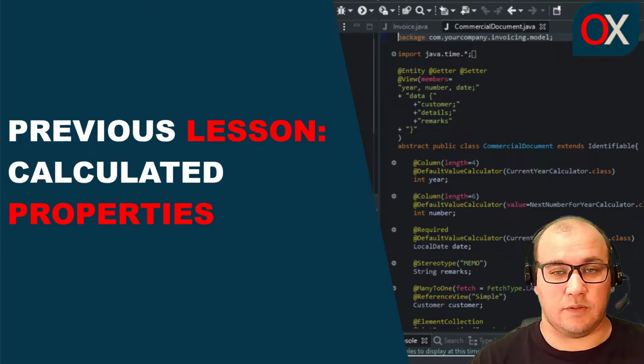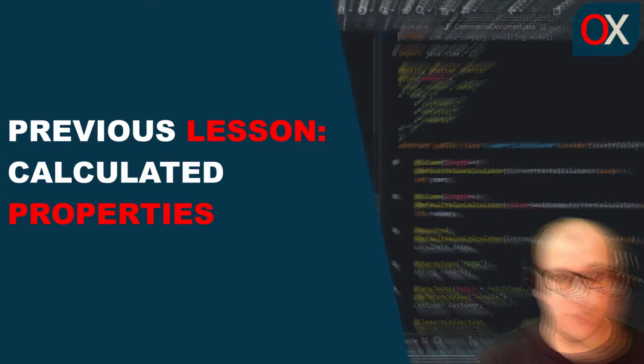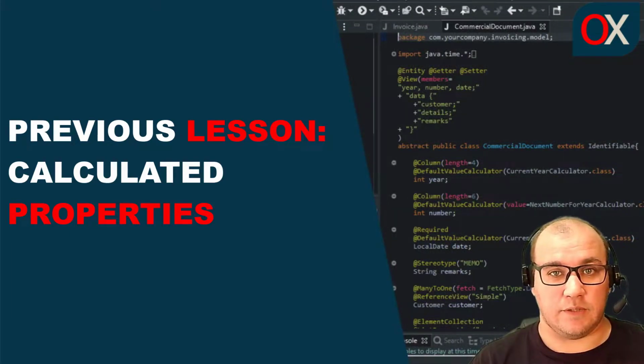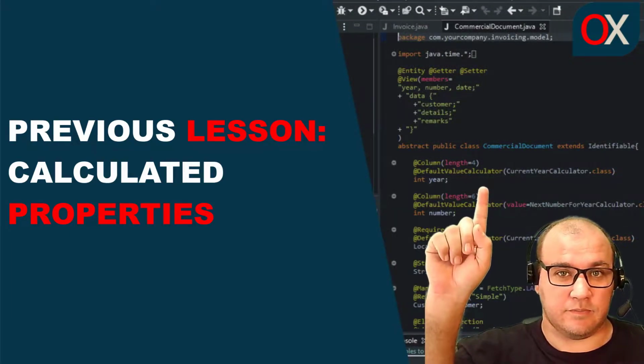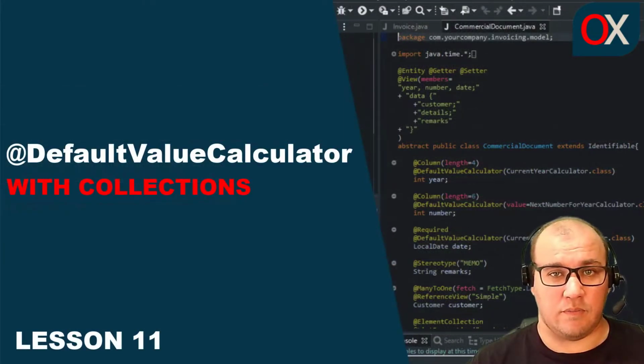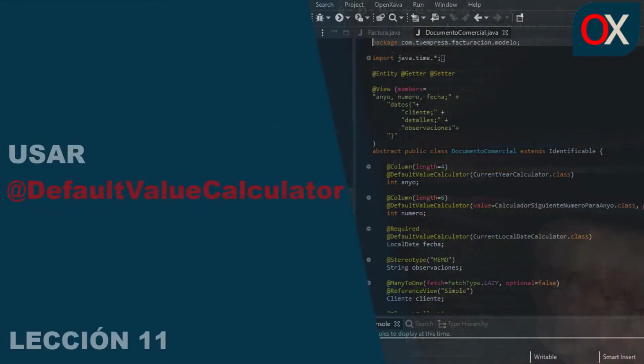In the previous lesson, we learned the application of calculated properties and the differences between them and the persistent ones when we want to establish business logic. You can see more about this lesson following this link. We have added business logic to our application using persistent properties and calculated properties. Now we will use the default value calculator annotation for collections.